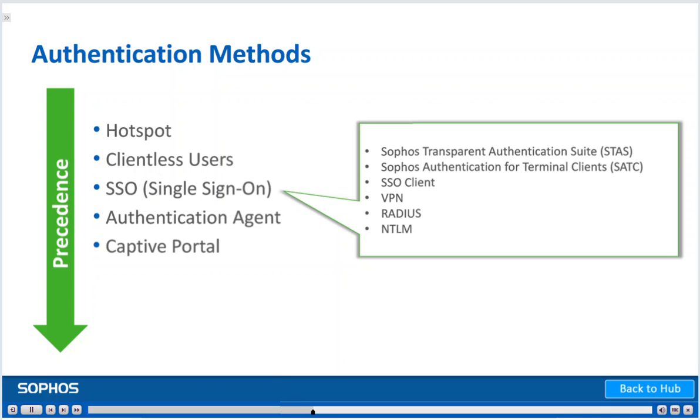When users are connected to the XG firewall through a remote access VPN, they are automatically authenticated with the firewall seamlessly. Please note that in the case of HA failover, users will have to reconnect to the VPN tunnel as they will be disconnected and the user will be logged out of the firewall.